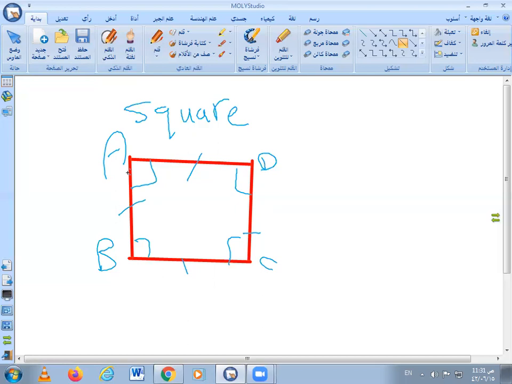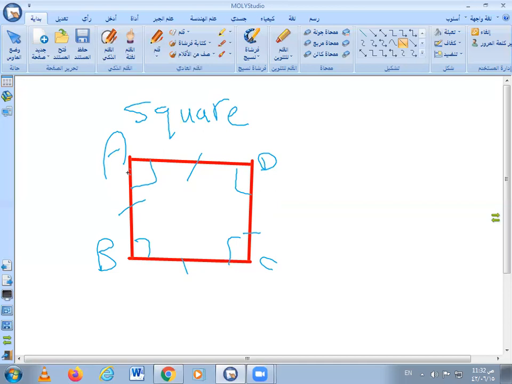The properties of the square, we have two properties. Number one, all the properties of a parallelogram. The four properties together: each two opposite sides are equal in length, each two opposite angles are equal in measure, each two consecutive angles have a sum of measure 180 degrees, and the two diagonals bisect each other.